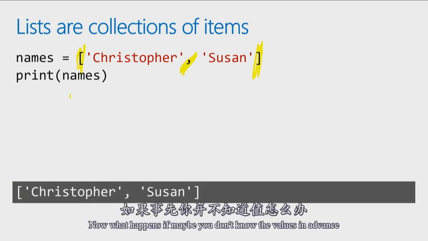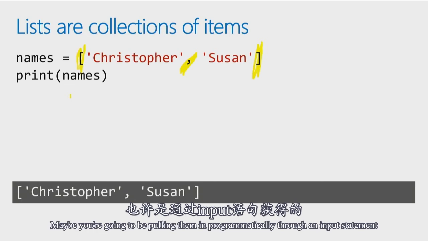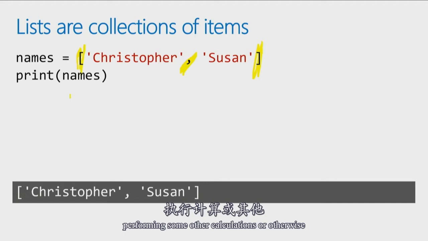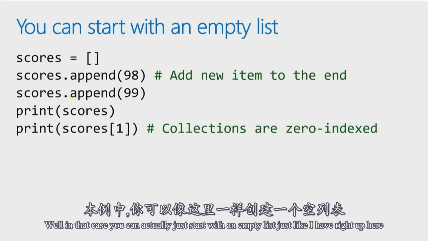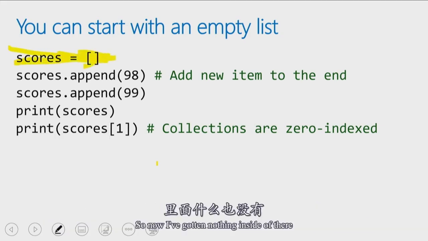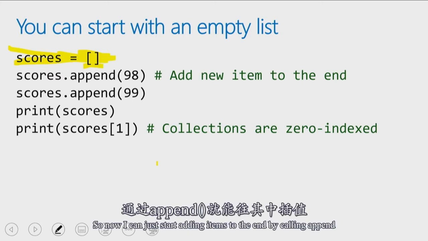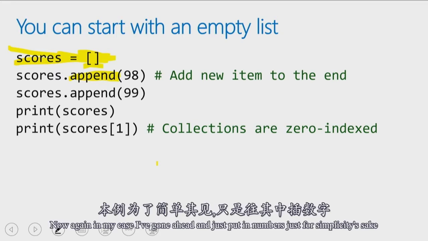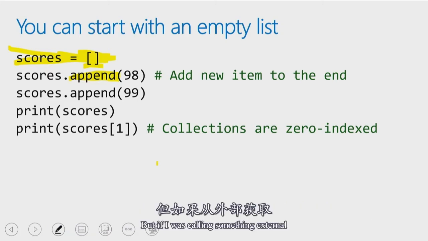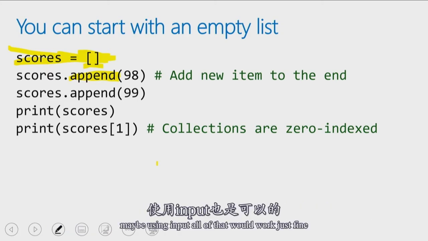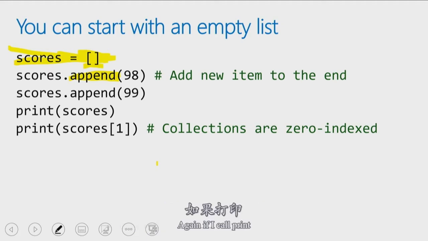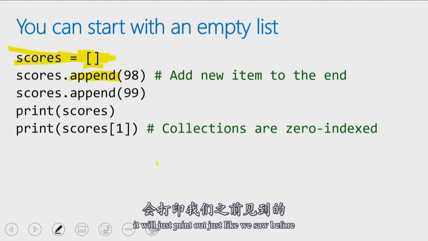Now, what happens if maybe you don't know the values in advance? Maybe you're going to be pulling them in programmatically through an input statement, performing some other calculations, or otherwise. Well, in that case, you could just start with an empty list, just like I have right up here. So now I've got nothing inside of there, and I could just start adding items to the end by calling append. Now, again, in my case, I've just put in numbers, for simplicity's sake. But if I was calling something external, maybe using input, all of that would work just fine. And again, if I call print, it will print out just like we saw before.